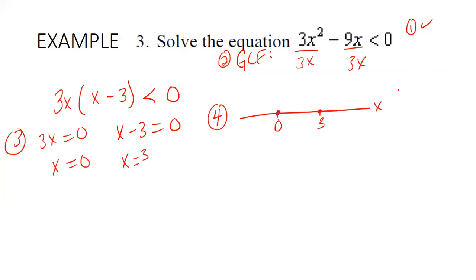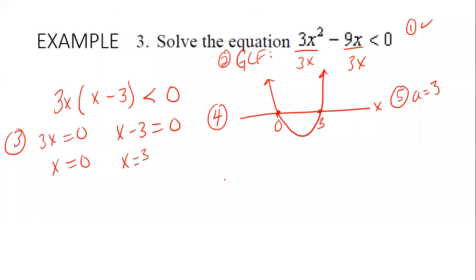What helps us know how to draw it? Our a. And what is a equal to for this problem? A positive 3. So we're drawing a happy parabola.